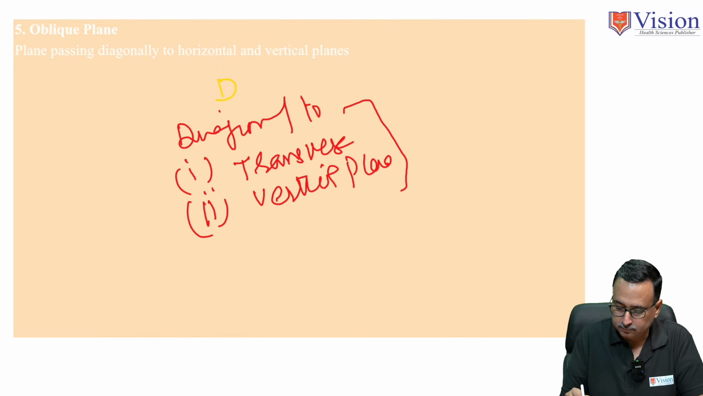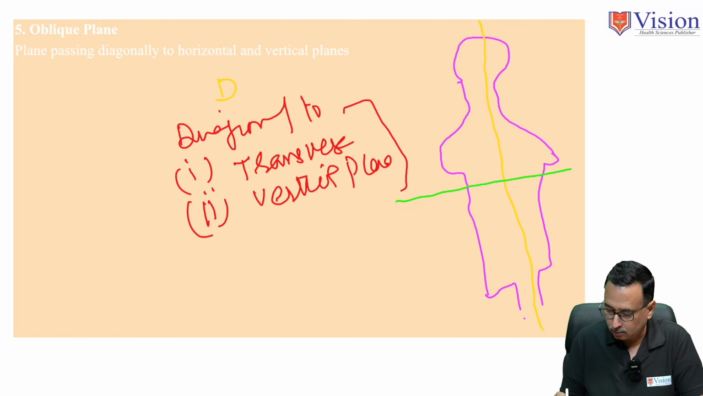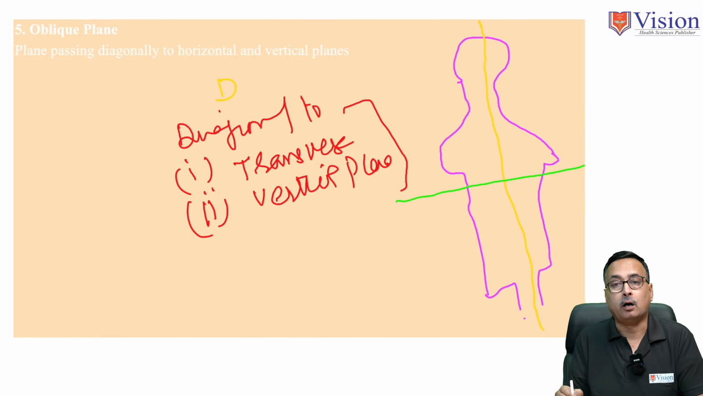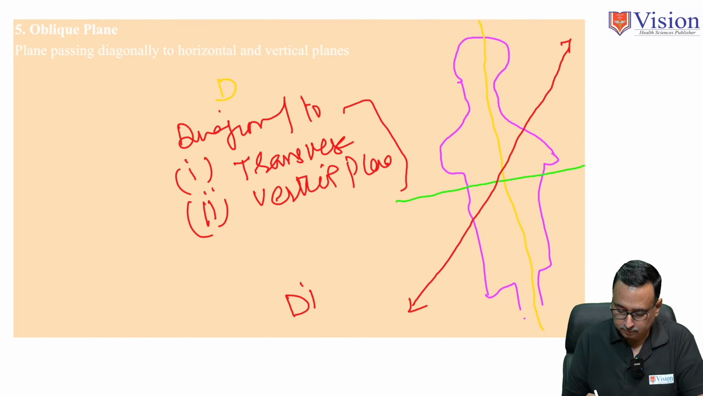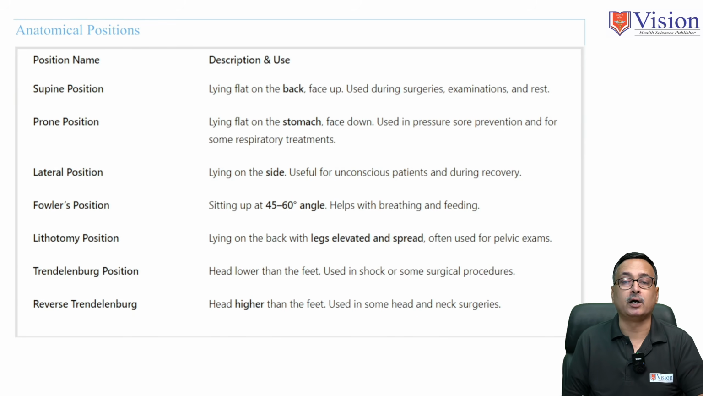Here I draw a diagram. Now this is the vertical plane. This is a horizontal plane, and if out of this I take a plane which is at an angle to these two planes, like this one, it would be the diagonal plane, and it divides the body obliquely into one half and another half. So this is all about the planes which we have discussed.